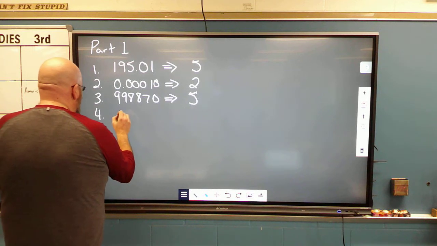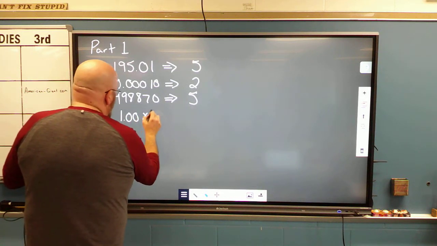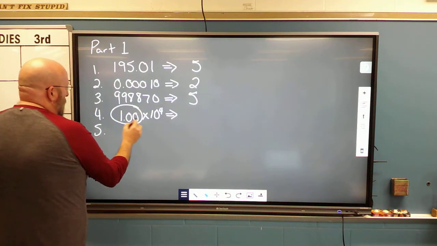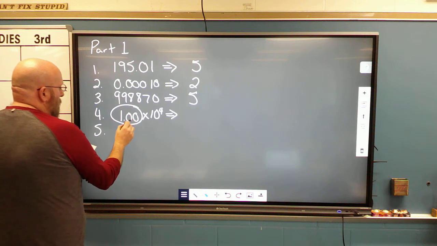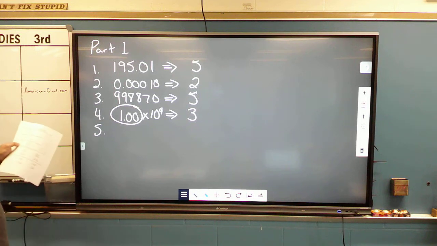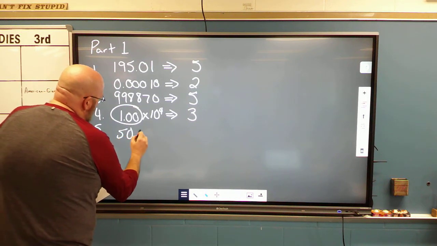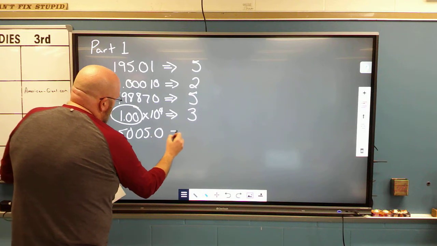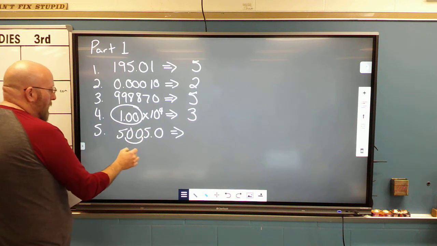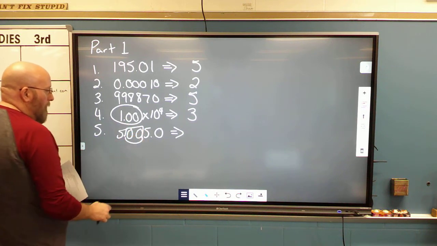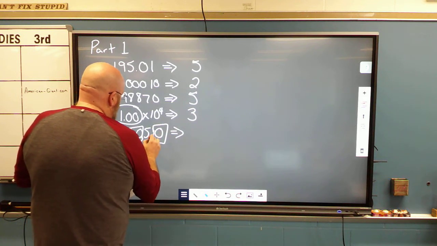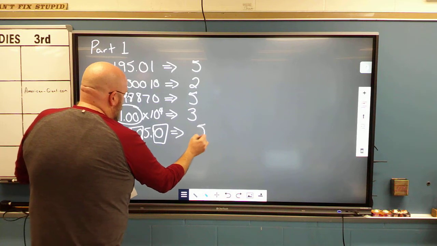This one right here, 1.00 times 10 to the 4. You only look at this thing right here. Well, there's 3 numbers there. Those zeros are trailing, and there is a decimal, so they count. So 3. And then number 5, 5,005.0. The 5s count. These 2 zeros count because they are trapped. They're captive, right? This 0 counts because there's a decimal, because it's a trailing 0. So that gives us 5 as well.